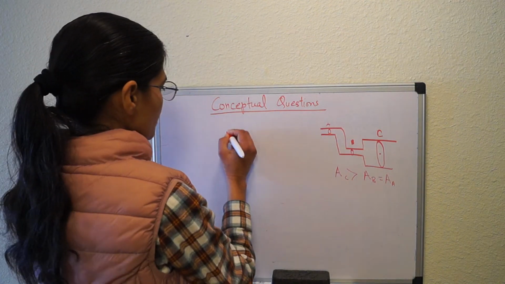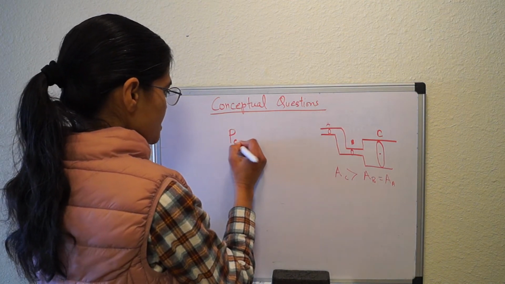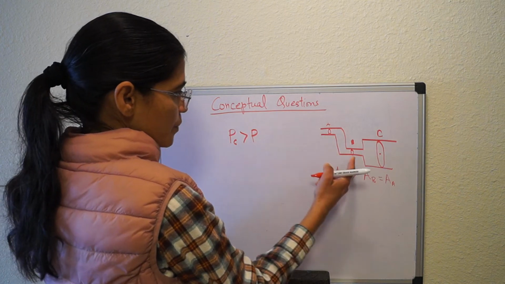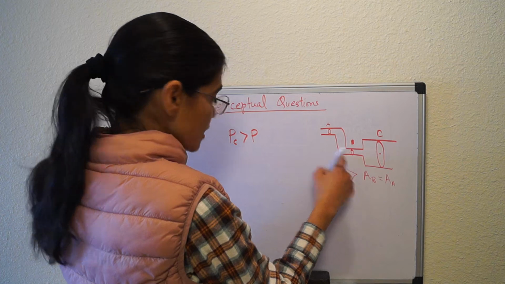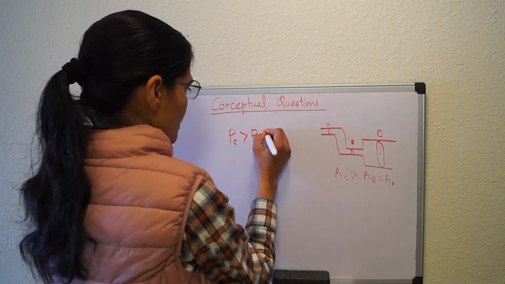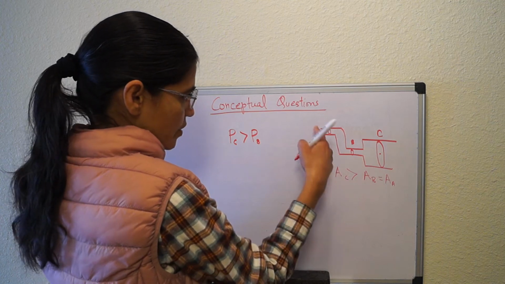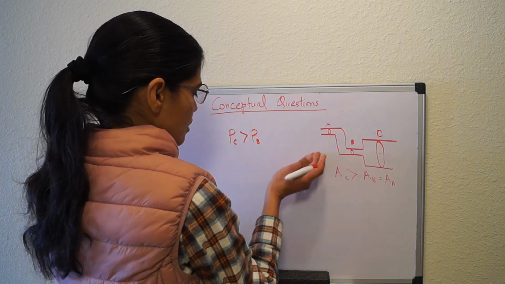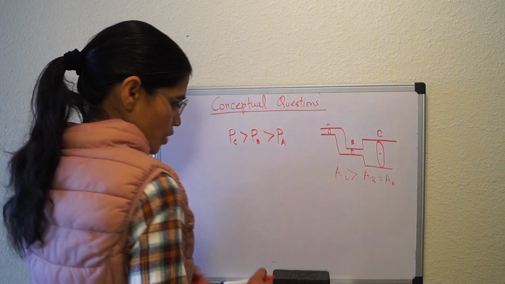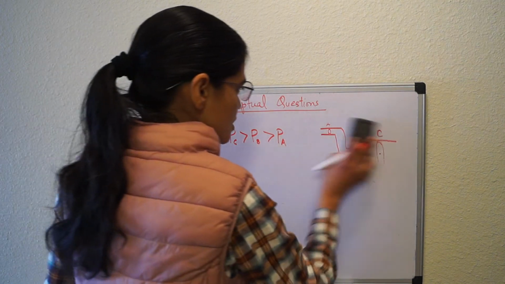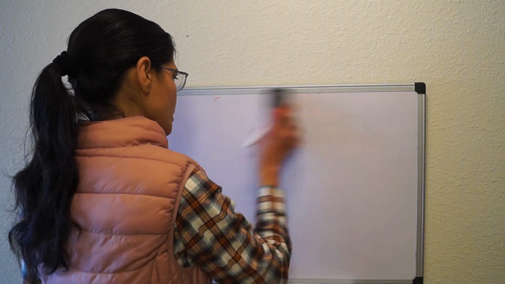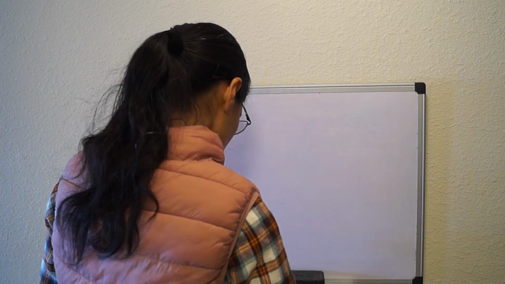So the pressure at point C must be greater than the pressure at point B, right? Okay? And then the pressure at point B is greater than at point A, because of the higher depth, right? And the pressure at point A is the smallest one, okay? So this is the conceptual question for Bernoulli's equation.